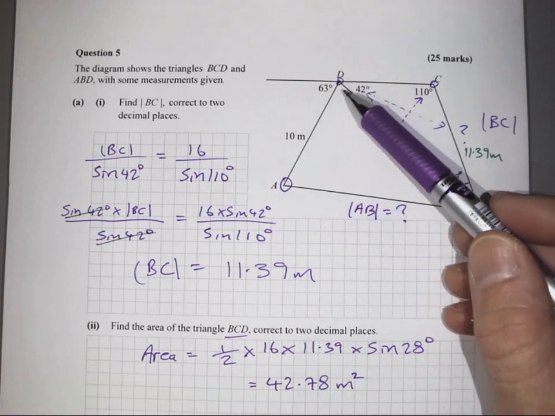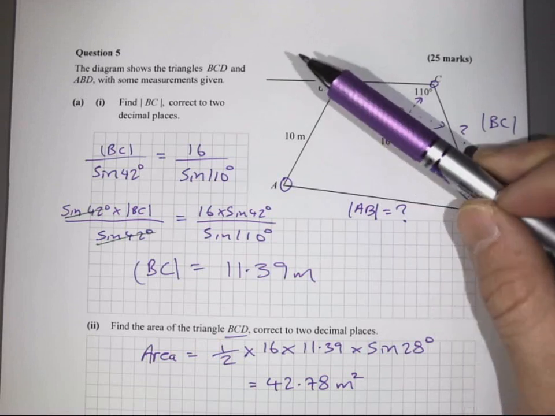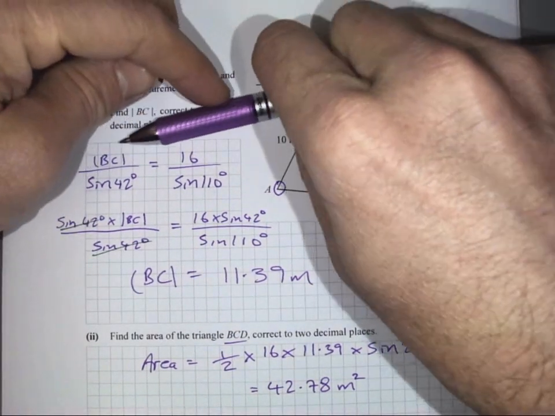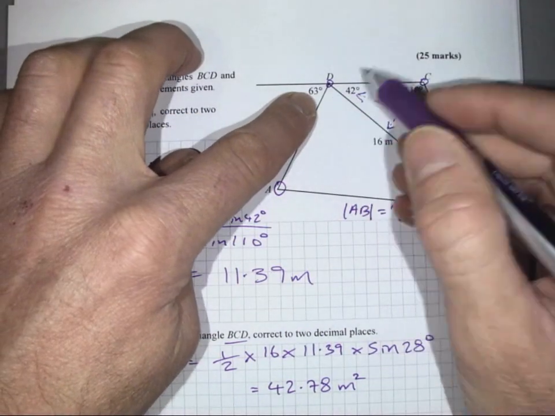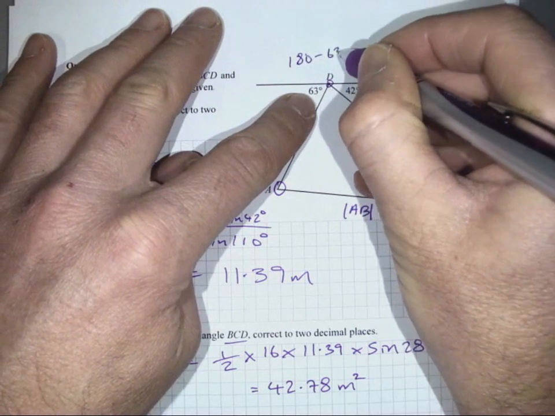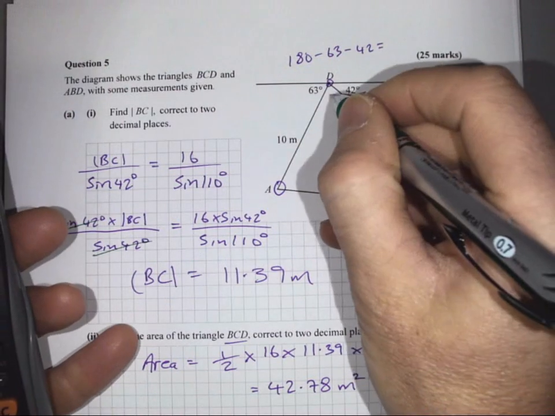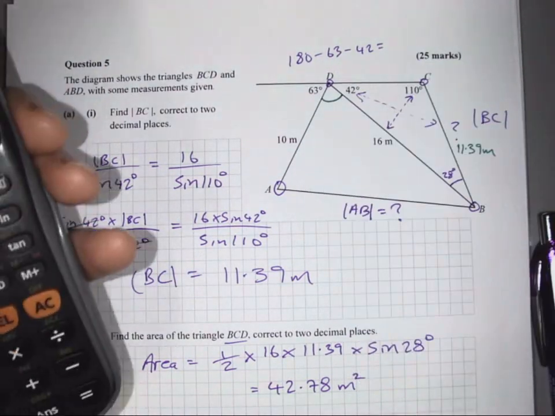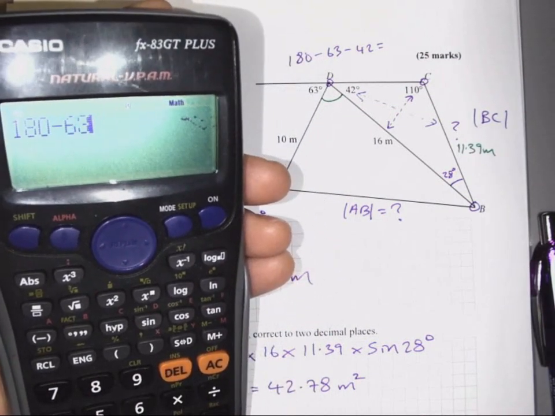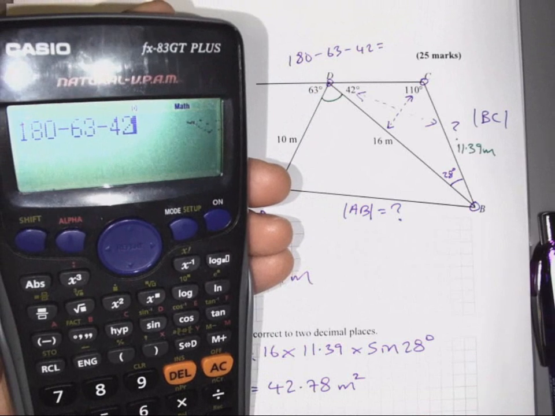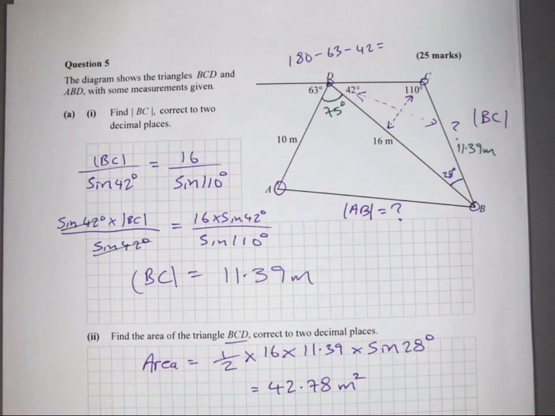Do we know this angle? Well, we can work it out, because this is a straight line here, and a full rotation around D like this is 180 degrees. So the angle in the middle is going to be 180 minus the 63 and minus the 42. And that'll give us our angle in here, marked in green. So we have 180 minus 63 minus 42, 75 degrees. So that's our angle there.